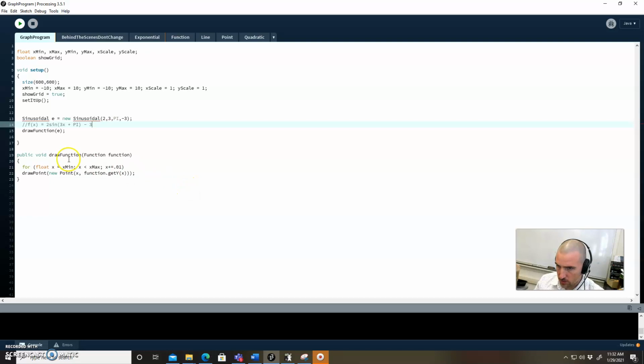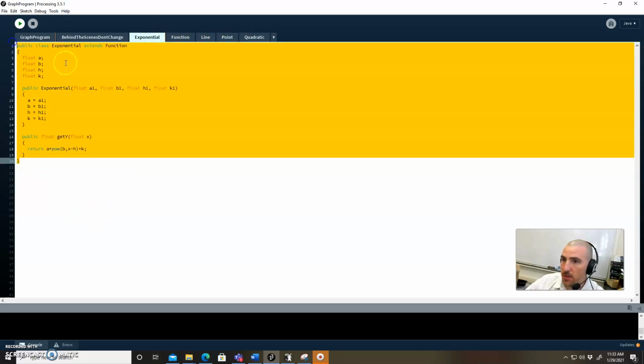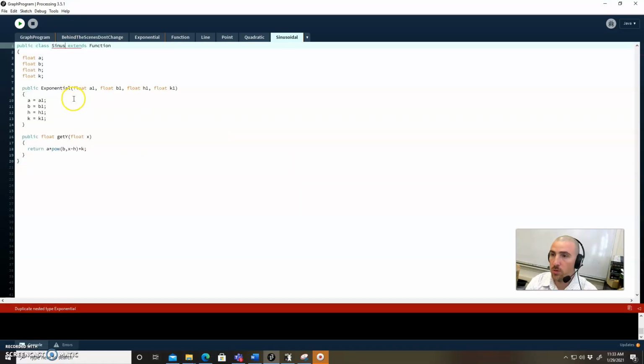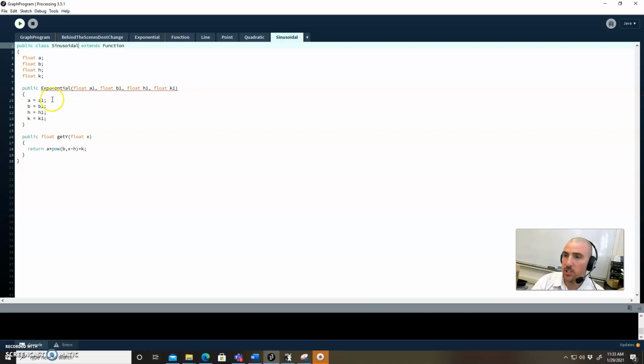It's the wave functions. Sine of x, and any cosine function can be written as a sine function, which is why we call them sinusoidals. Okay. All right. So to implement this class, it's going to be really close to exponential, right? It's got to be, let's see, sinusoidal. We do want it to extend function.